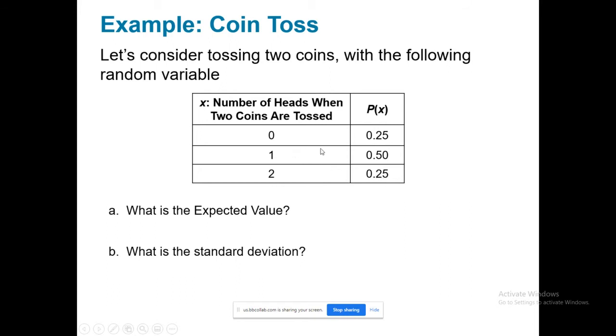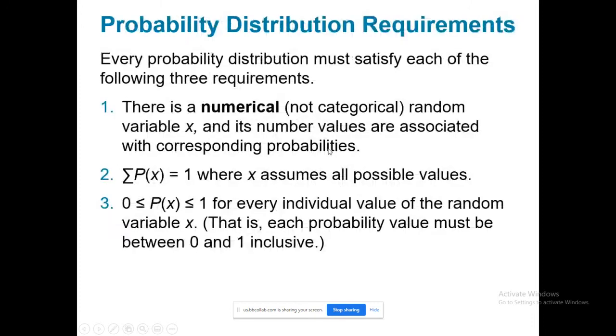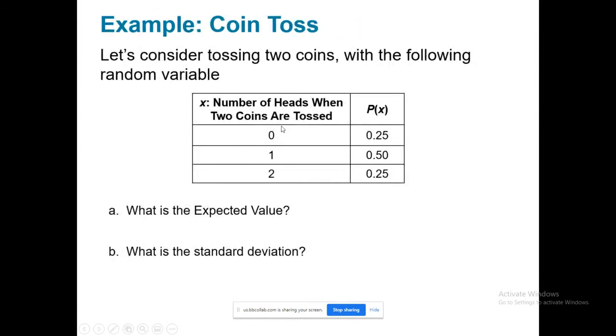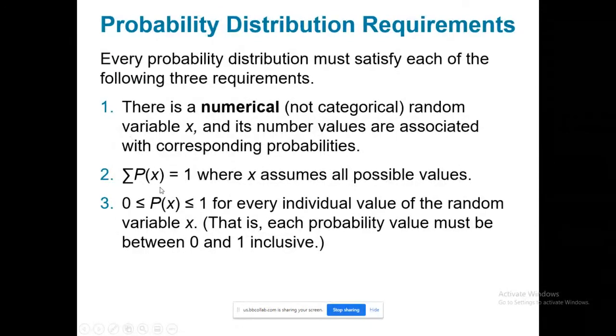Okay. So now if I go back to one slide, does this constitute a probability distribution? Well, let's check the 3 steps. The first step says that the random variable must be numerical. So notice in our particular probability distribution, our random variable is 0 heads, 1 heads, or 2 heads. The second condition is that the summation of the probabilities must equal 1.